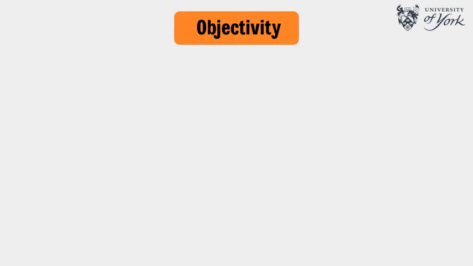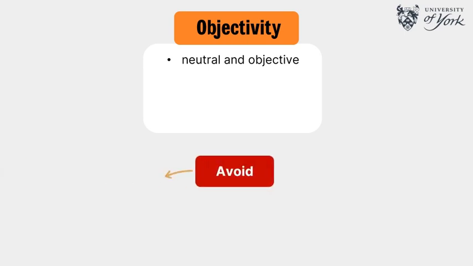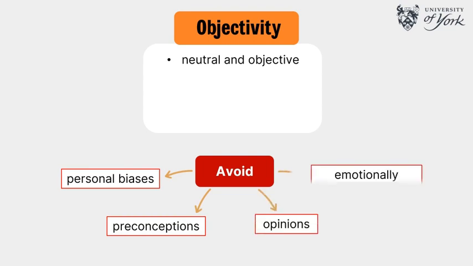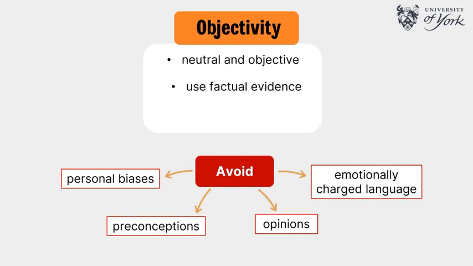Objectivity is another important aspect of academic writing. The author must remain neutral and objective, avoiding personal biases, preconceptions, opinions, and emotionally charged language. Instead of including personal opinion, you should use factual evidence, such as statistics and data, to support arguments and claims. It would help if you also got in the habit of using multiple sources to support arguments and claims. This ensures that the presentation of information is balanced and objective.